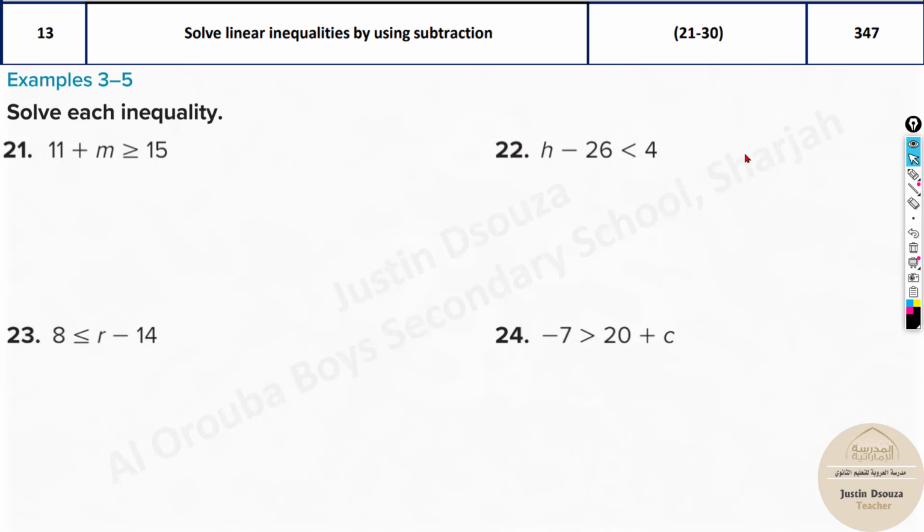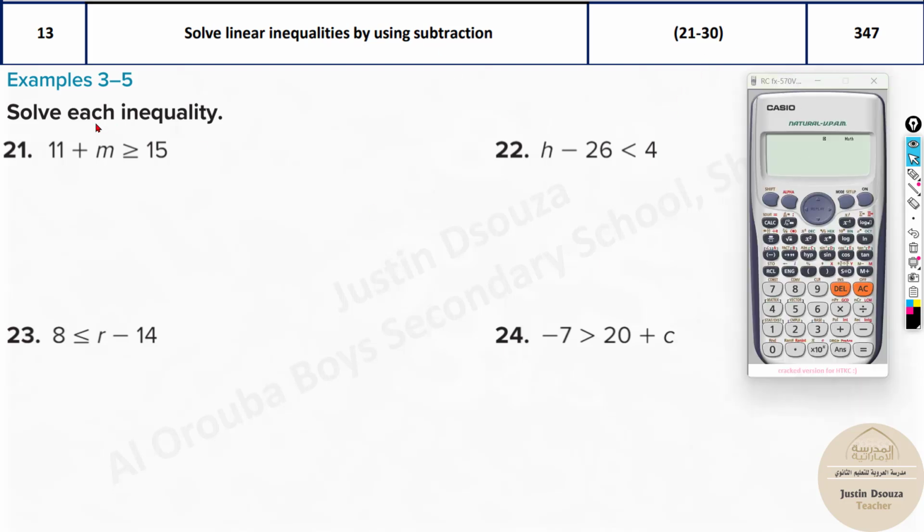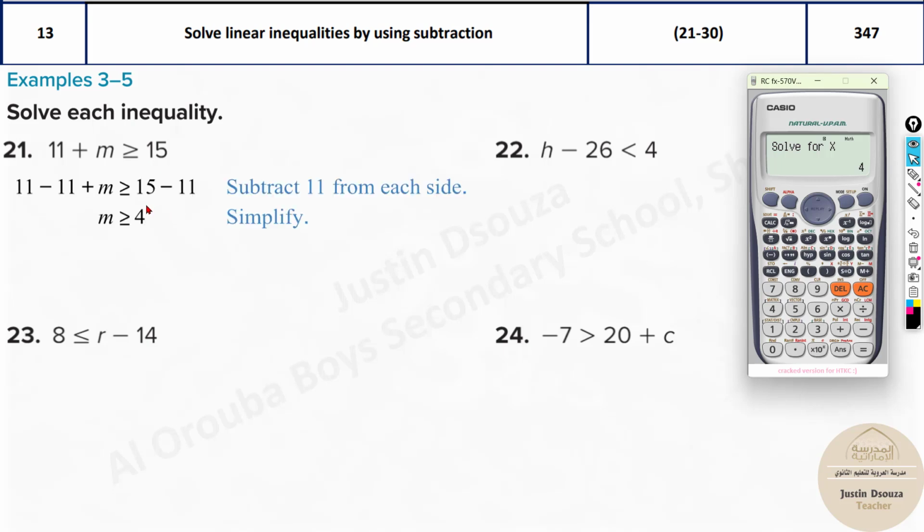Now, if you're thinking, let's do it in the calculator, how would you do it? Let's take out a calculator and try solving it, because this is question number 13. It's in the MCQ and you can use your calculator for this. So what you do is, let's put this as it is, 11 plus m, that is alpha x, which is the variable. Instead of the inequality, put equal to 15, shift and solve. What is the answer? 4. So now if you look at the answer over here, yes, it is 4, and the inequality remains.